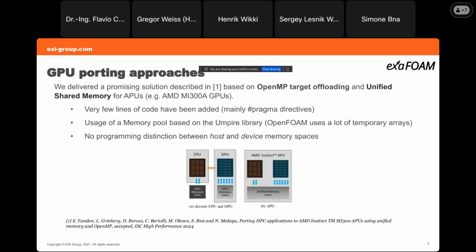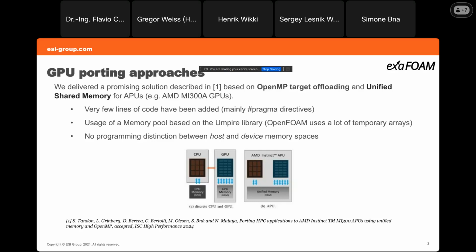Also, in order to reduce the overhead of allocation and deallocation that OpenFOAM normally uses a lot in the workflow, we introduced a memory pool based on the Umpire library, which gives you a reasonable speedup by reducing the overhead of allocation and deallocation.